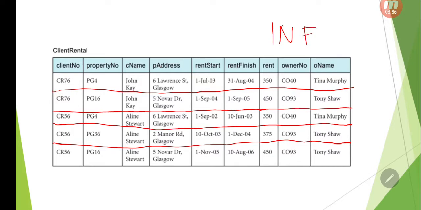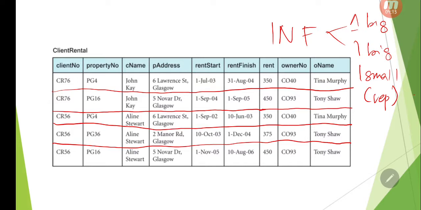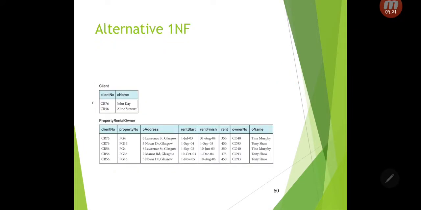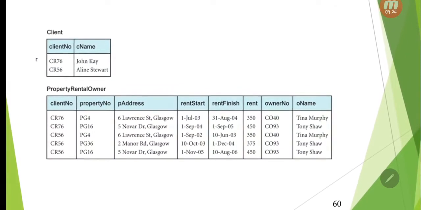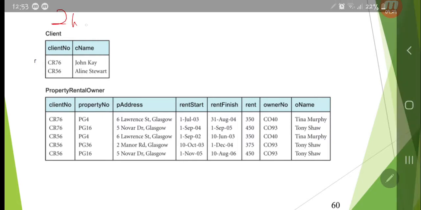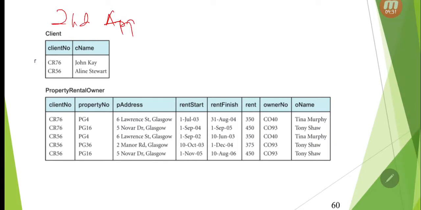For first normalized form, we have 2 approaches you can use: one big table, or one big table and one small table which holds the repeating group. This is one example of the first normalized form, and this is the alternative, the second approach.